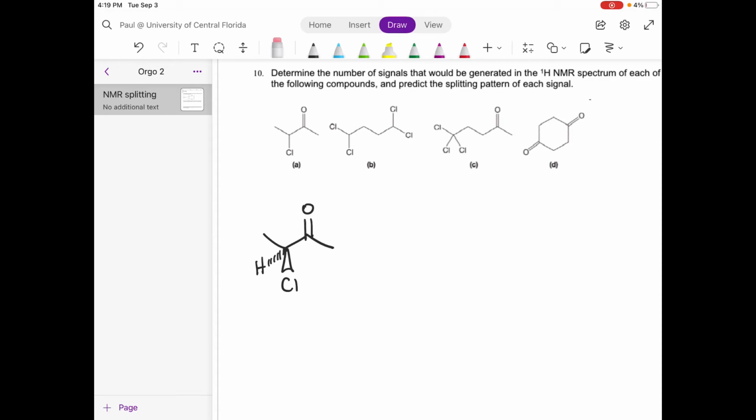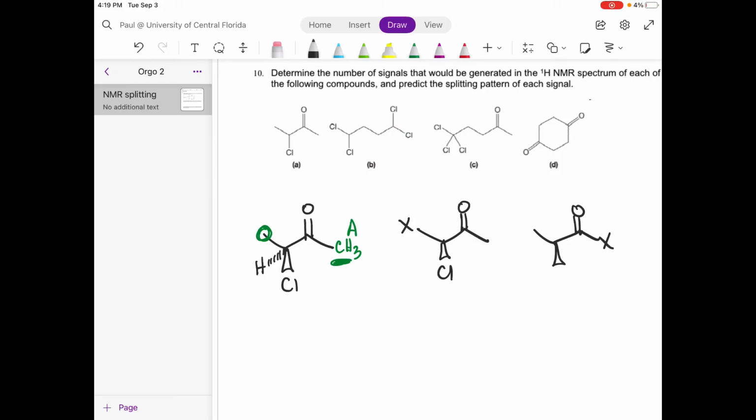So how many signals do we have? Well, we have this methyl right here. We'll call that signal A. And that methyl over there is different than this methyl over here. One way to prove that to you is with the replacement test: I'm going to replace that whole methyl group with an X and that methyl group with an X.